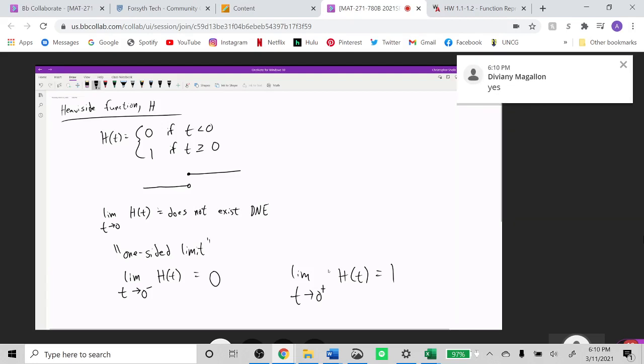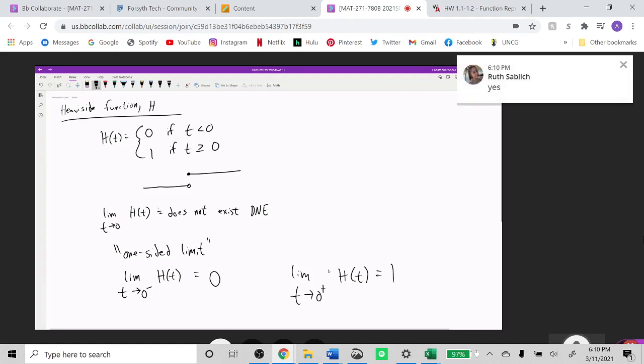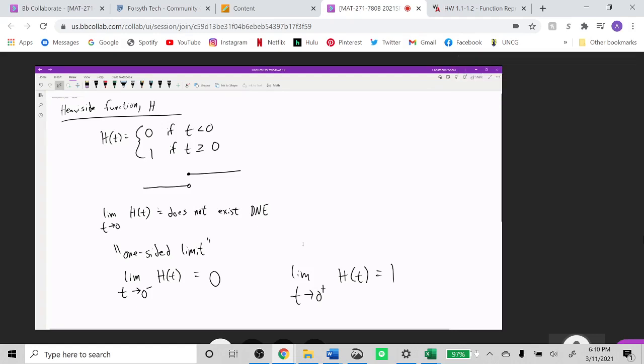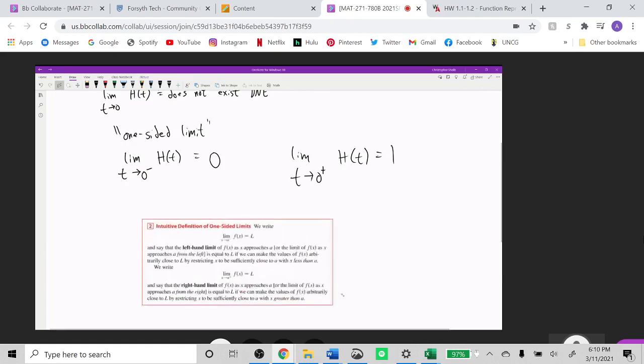So notice that something can have one-sided limits that are not equal to each other, right? These two one-sided limits are not equal to each other because of the way in which this function is defined. So let's get a little text box with a generic definition of one-sided limits. How about it? There we go.